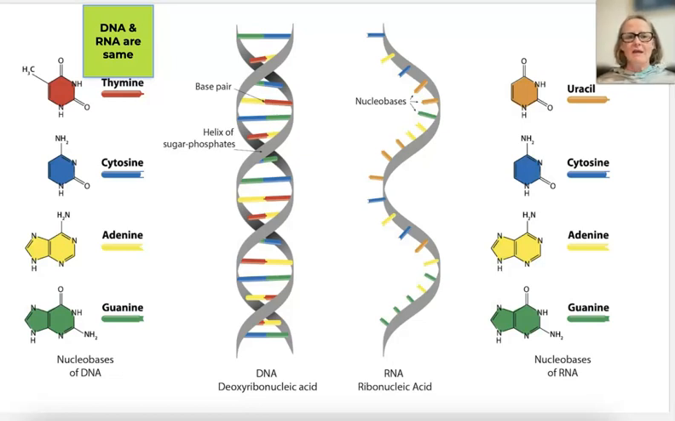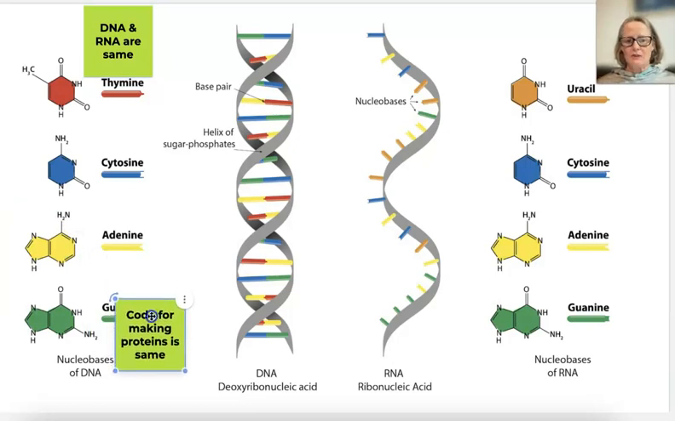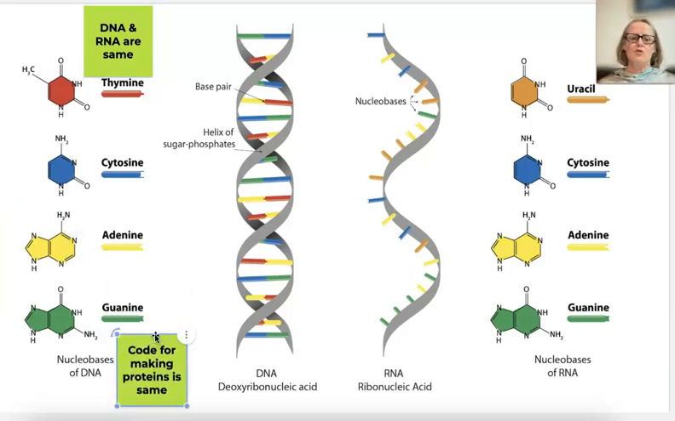And the code for actually making proteins is also the same. So the code in the mRNA that gets translated into amino acids is the same. It's universal, regardless of whether it's bacteria with prokaryotic DNA or it's a fungus or a human cell or a plant cell. The code is the same. But there are fundamental differences within the cells as to how these are organized and where they're found.